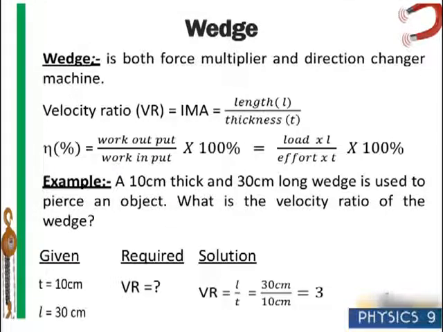So let's have a look in terms of what we're given and go through the solution to this particular example. We're given that T is the thickness, which is 10 centimeters, and we're given that L is equal to 30 centimeters. What we're trying to do is to determine the velocity ratio. So the velocity ratio is equal to the length divided by the thickness. If we substitute what we have, we know that the length is equal to 30 centimeters, and the thickness is 10 centimeters. Therefore, the velocity ratio is going to be equal to 3.